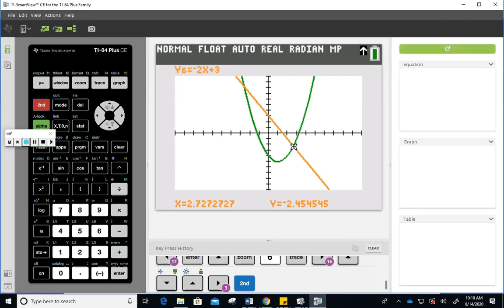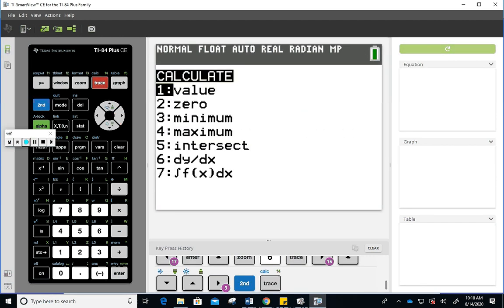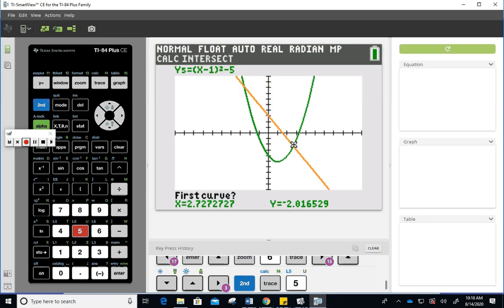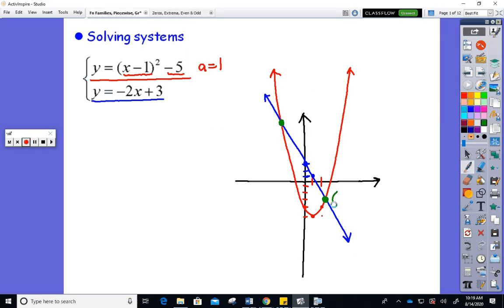So go to your second calculate, your calculate menu. We want choice 5, which is to find the intersection. For first curve and second curve and guess, just hit enter. So you hit enter 3 times, and I can see if I am rounding to 3 or 4 decimal places, it would be appropriate to say the point of intersection is 2.646, comma, negative 2.292. So again, 2.646, comma, negative 2.292. You can also round to 4 decimal places.